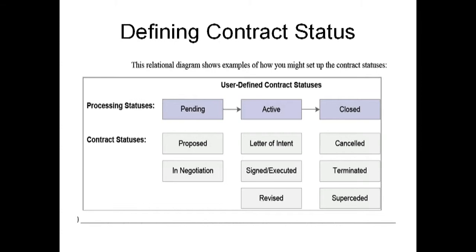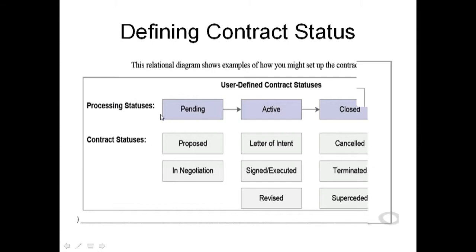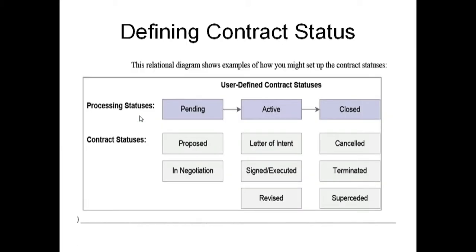Alright, okay. So next is defining contract status. So there are two different statuses. One is the processing status and the next one is contract status. You can set a contract status the way you want it. But if you set the status to proposed, it will be pending. In negotiation, it will be pending. So depending on the status, certain actions are enabled or disabled that you can do on a contract.